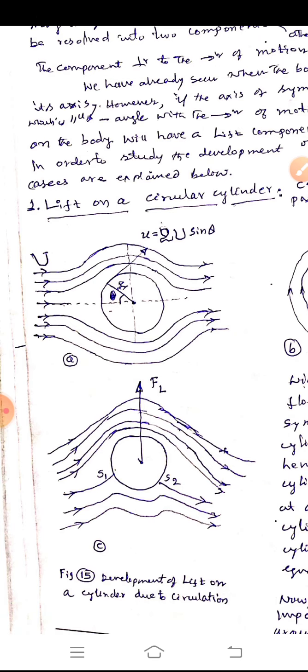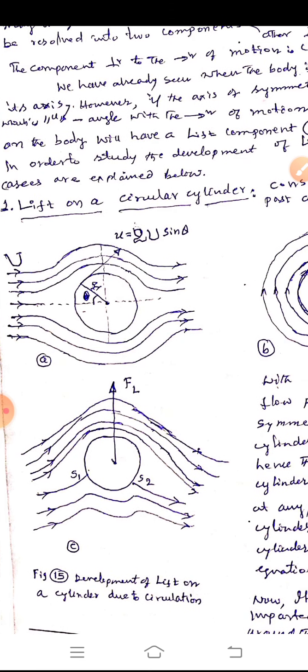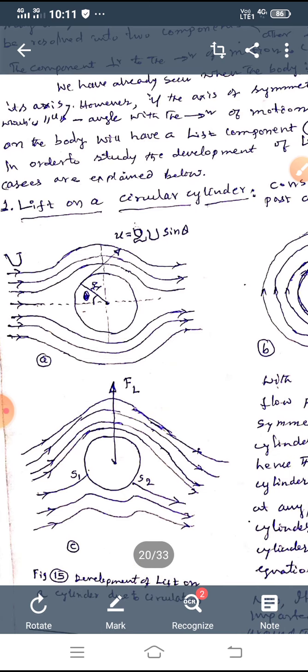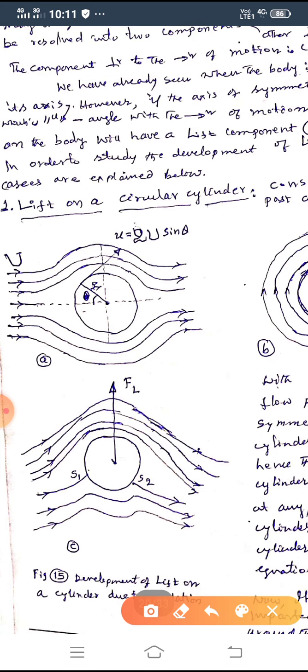Now, when we apply Bernoulli's equation here, it is evident that the pressure in the lower half of the cylinder will be much more than the pressure in the upper half. Thereby, there will be a force acting upward, perpendicular to the fluid flow, denoted here by Fl. This vertical force, developed due to the pressure difference between the upper half and lower half, is the lift force in the upward direction.